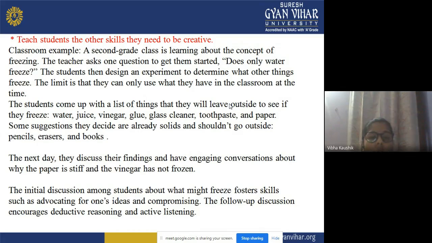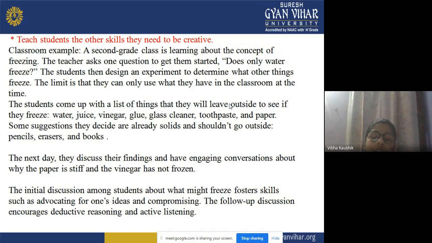The students come up with a list of things that they will leave outside to see if they freeze: water, juice, vinegar, glue, toothpaste, paper. Some suggestions they decide are already solid and should not go outside: pencils, erasers, and books. The next day they discuss their findings. They will come in the class and discuss which things freeze and which things do not freeze, and have an engaging conversation.